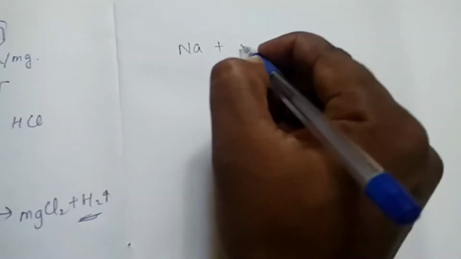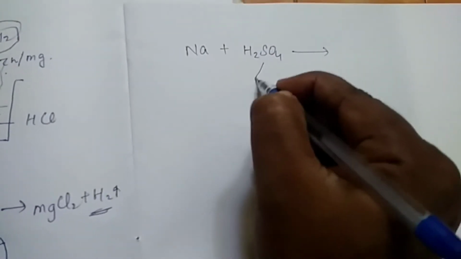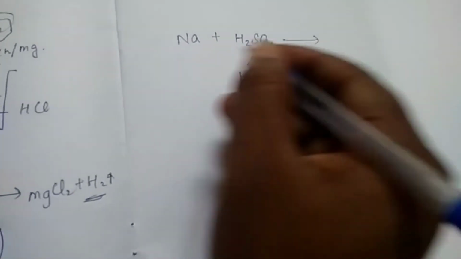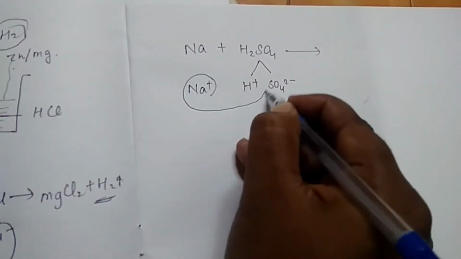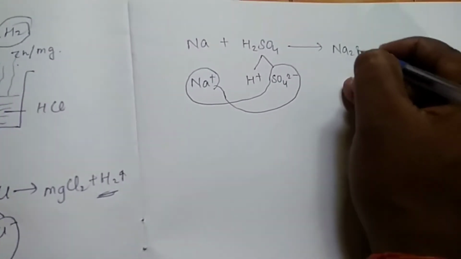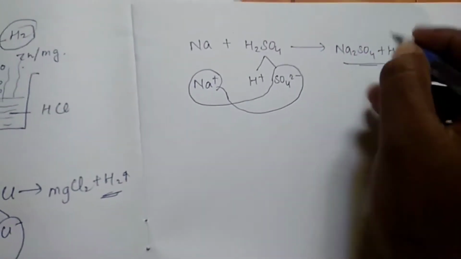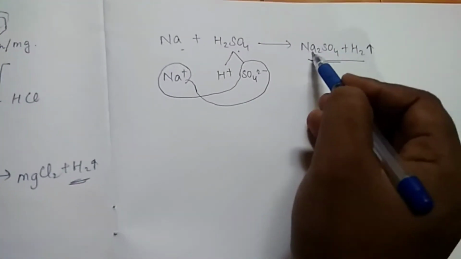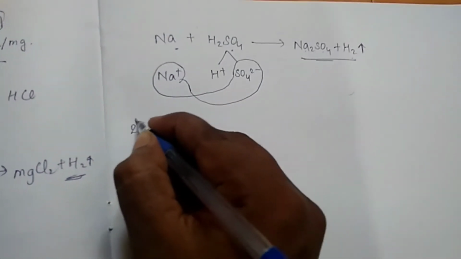Now let us try to make the product. Sodium plus sulfuric acid. Okay, children, now change into their ionic form, H plus and SO4 2 minus. Now this Na plus. Positive charge always attracts negative charge, so it forms Na2SO4 plus hydrogen gas. Is that clear? It means when sodium reacts with sulfuric acid, it forms sodium sulfate plus hydrogen gas. Okay, children, second topic.